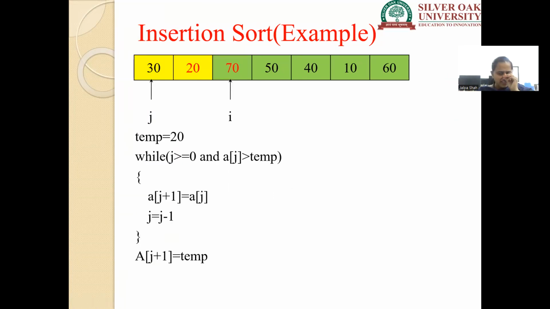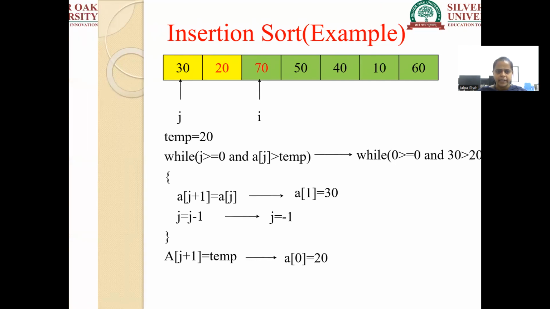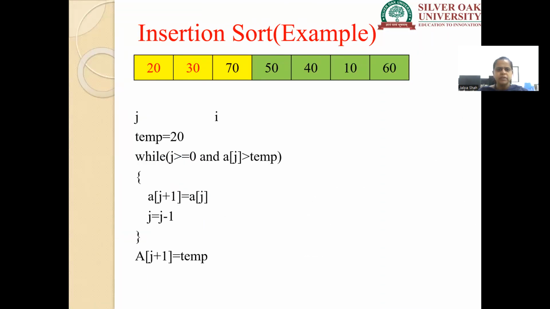Now again, here J will be decremented. Temporary is equal to 20. Again, we need to compare, that is J is 0. So 0 is greater than or equal to 0 and A of J, which is 30, is greater than 20. So now it will go into the loop. A of 1 will become 30, J equal to J minus 1. So J will become minus 1 and A of J plus 1 equal to temporary. So A of 0 will become 20. So your array will become 20, 30, 70, 50, 40, 10, 60.